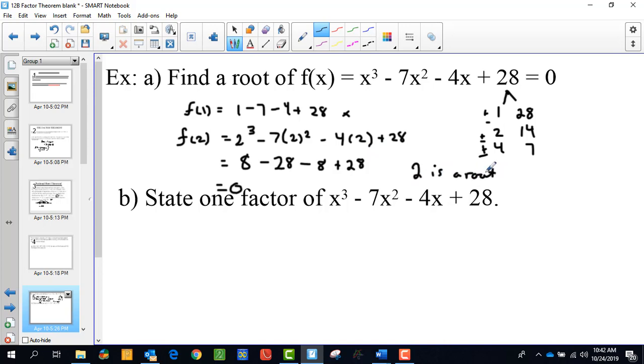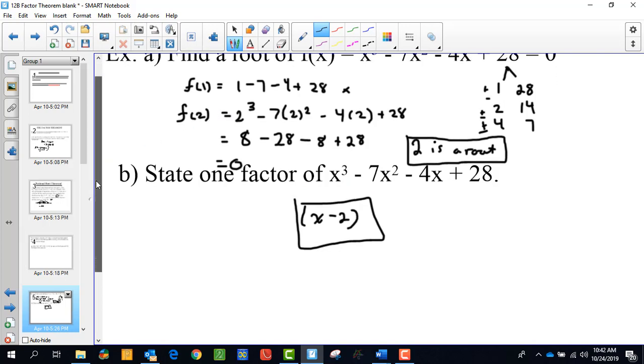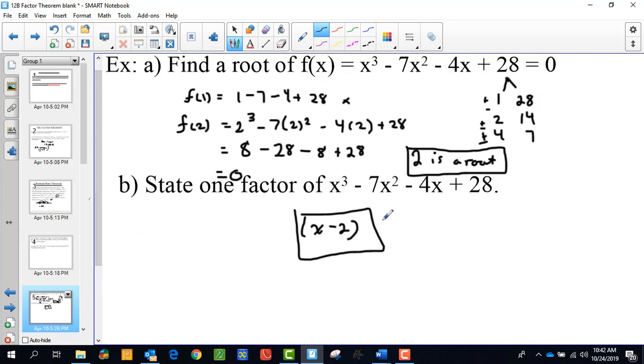And that means then, down here, that x minus 2 is a factor. That's how the rational root theorem works. Once you've determined one root, then you can actually divide to get the rest of them.